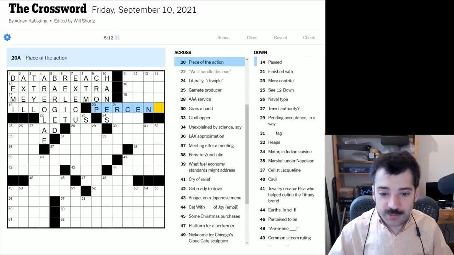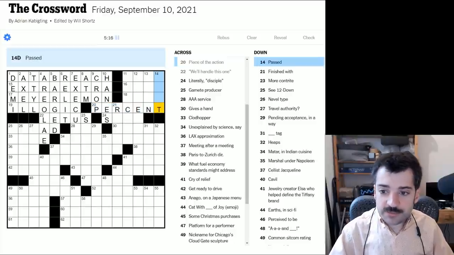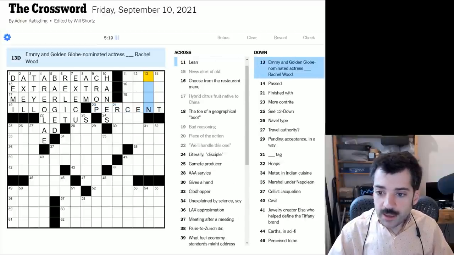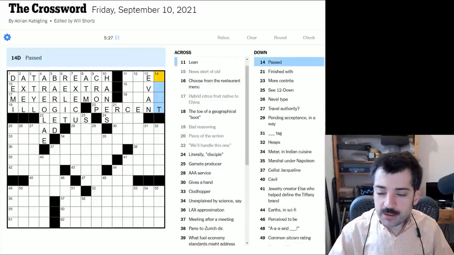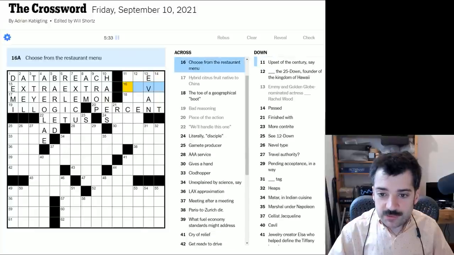All right, piece of the action. A percent, I suppose. An agent maybe gets a piece of the action. They get 10% of the actor's fee. Emmy and Golden Globe nominated actress blank Rachel Wood. Evan Rachel Wood. Not sure I know who that is offhand, but I definitely recognize the name. Past. I don't know, went maybe. Lean, choose from the restaurant menu. Have?